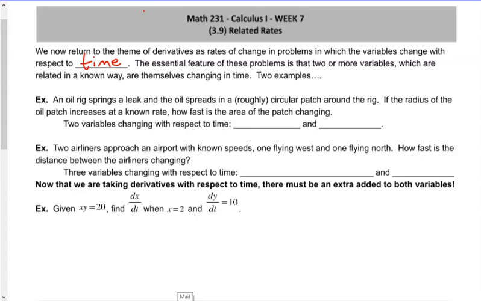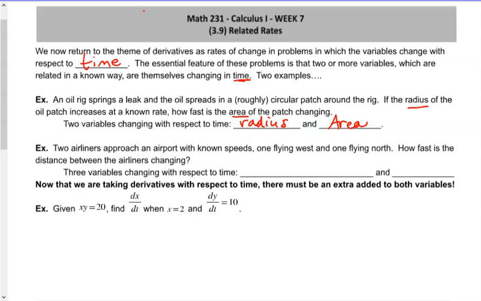The essential feature of these problems is that two or more variables which are related in a known way are themselves changing in time. For example, an oil rig springs a leak and the oil spreads in a roughly circular patch around the rig. If the radius of the patch increases at a known rate, how fast is the area of the patch changing? So we talk about a radius increasing and about the area changing. Those are the two variables that we are looking at changing with respect to time.